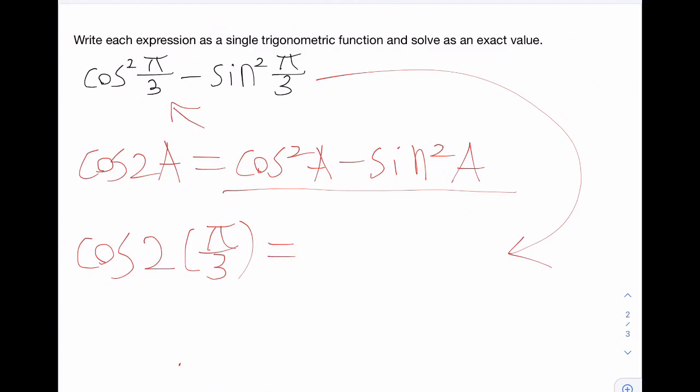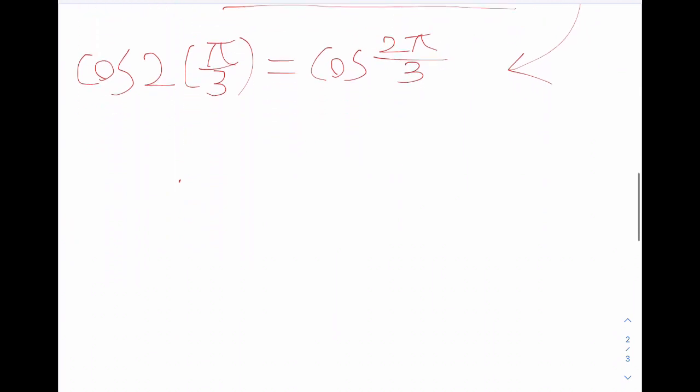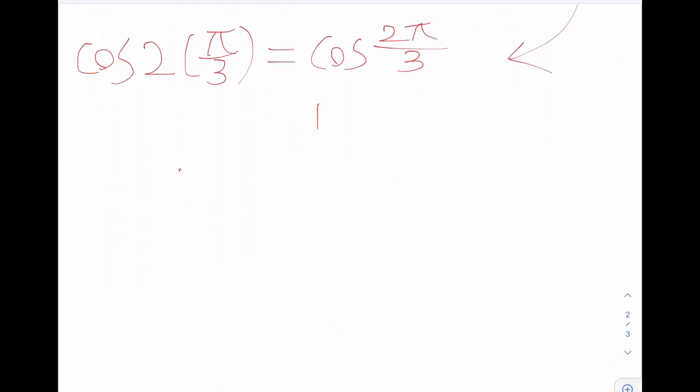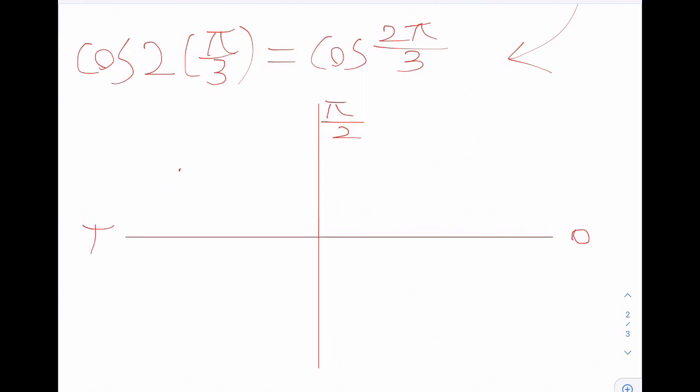So what is this now? This will become cos 2 pi over 3. And instead of using our calculators, we can actually calculate cos 2 pi over 3. If we draw this right here, a straight line, this will be 0, this will be pi over 2, and this will be pi. So 2 pi over 3 will be somewhere here, and then it's going to look like that.